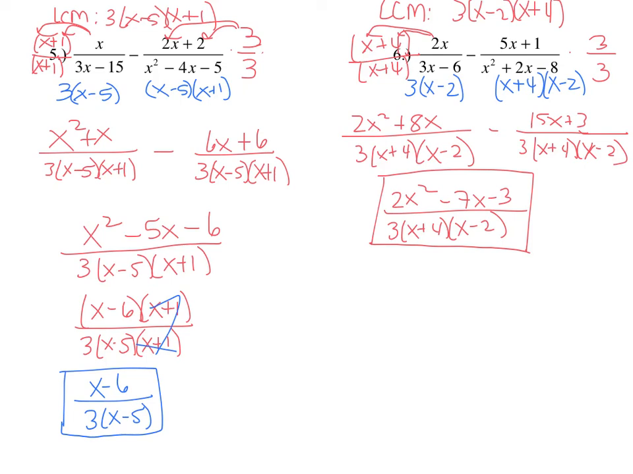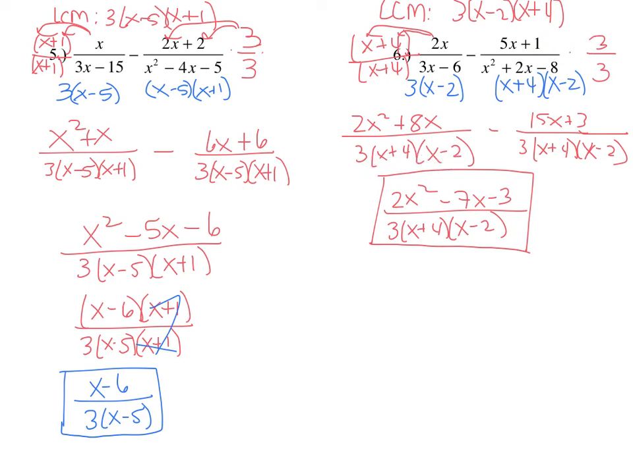So once everything's factored, then we can see what our least common multiple is. So you needed the 3. They both had an x minus 2, so you need one of those, and then this one had an x plus 4 you needed. So this first denominator was missing the x plus 4, so you multiply top and bottom by that. This one was missing the 3, so you multiply top and bottom by that. Here it's distributive property, so you get 2x squared plus 8x. Distributive property here as well, 15x plus 3.